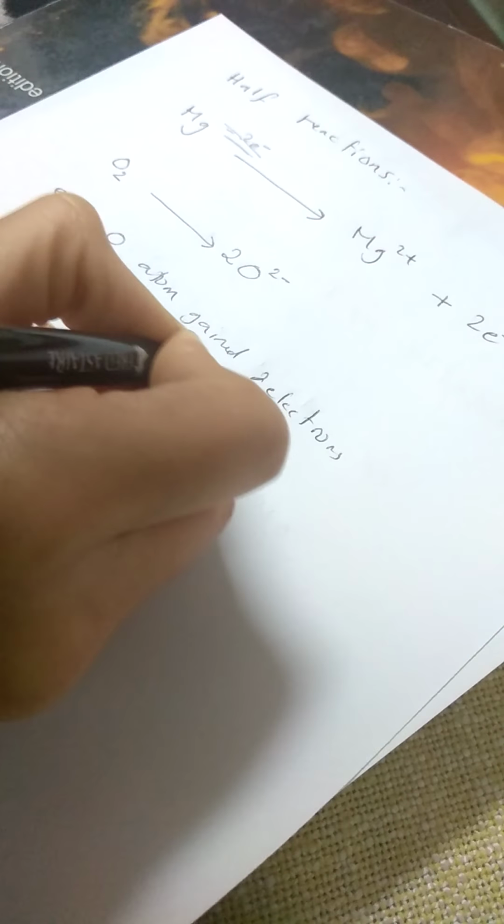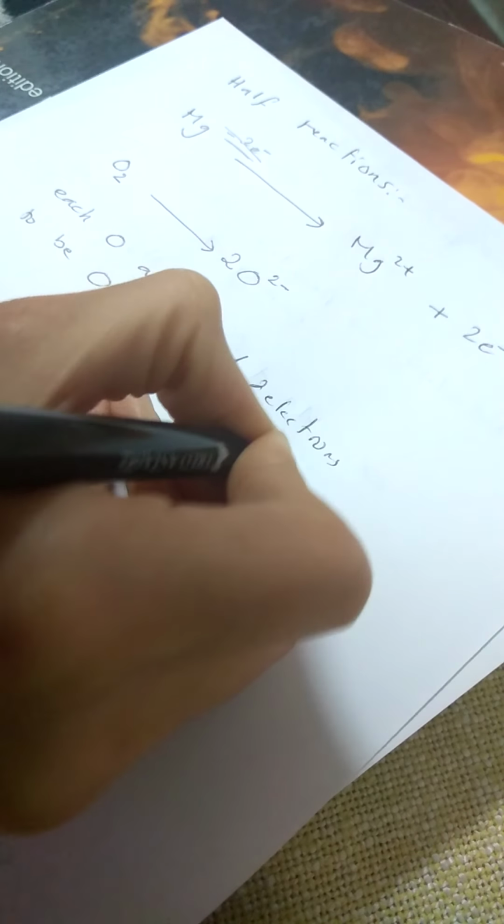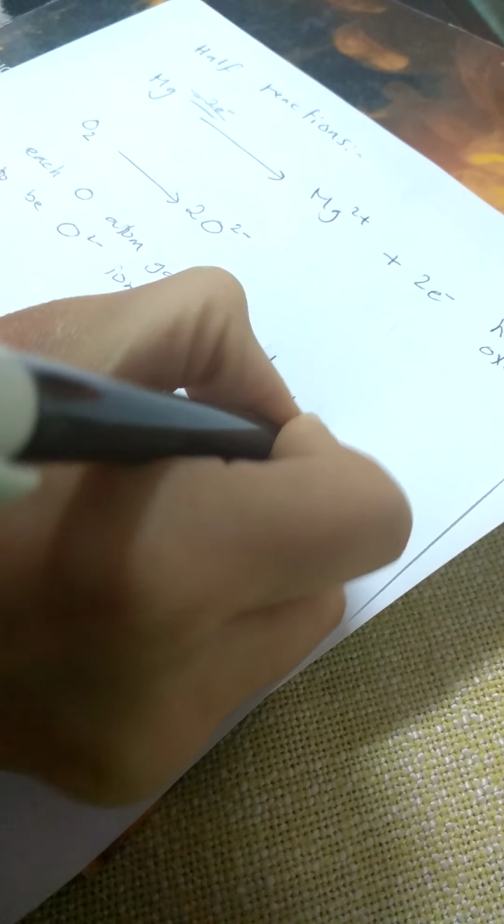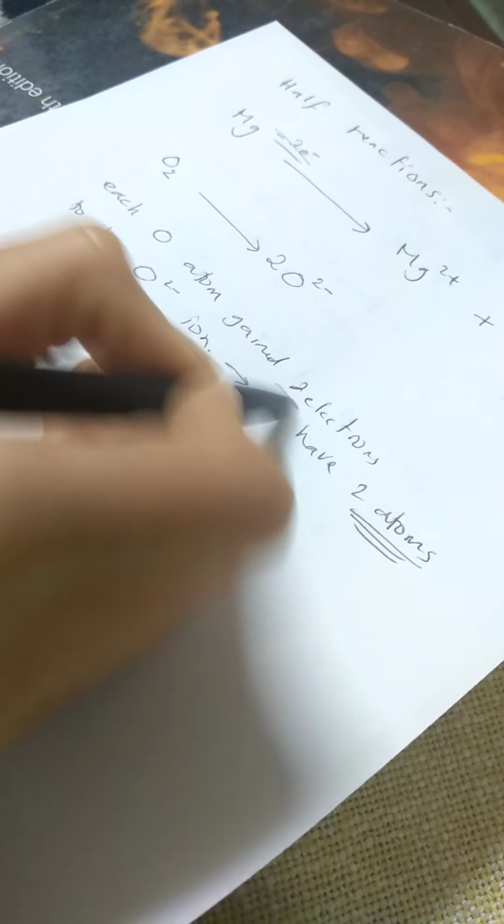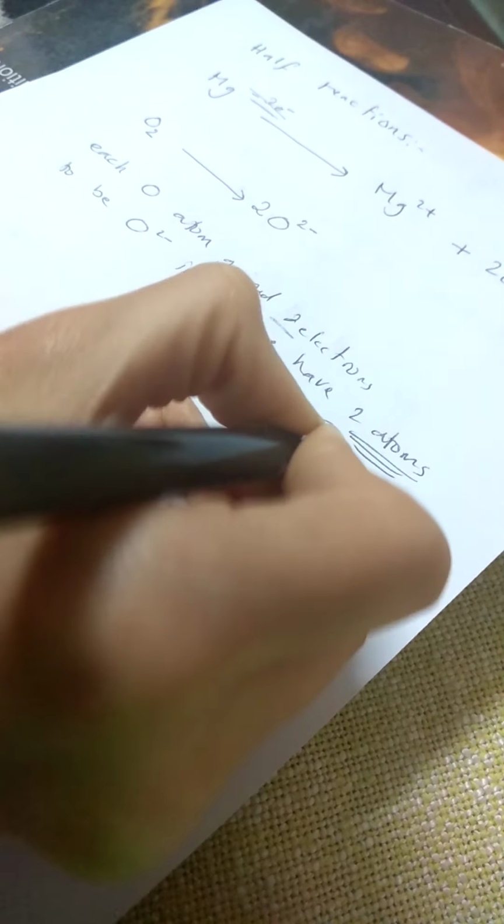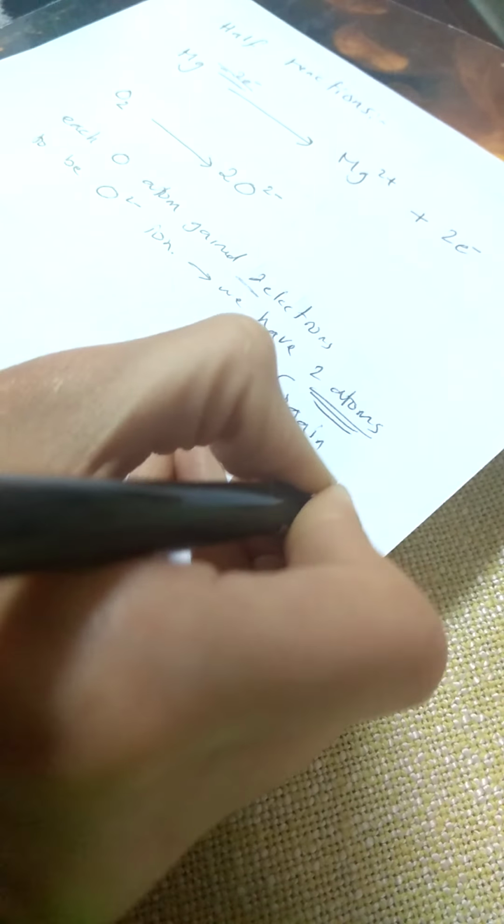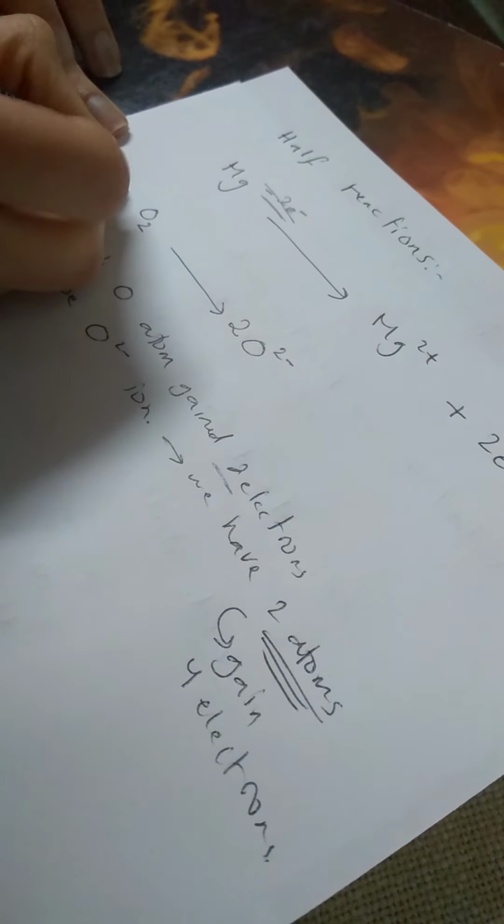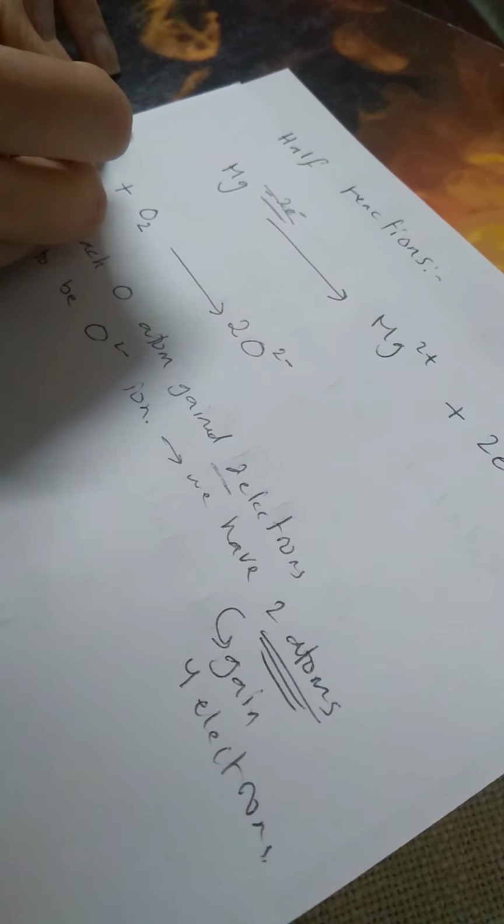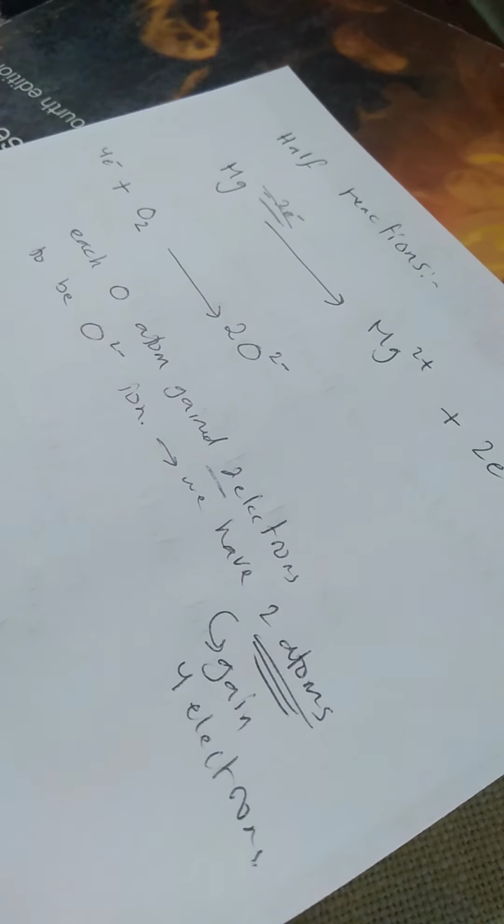In this equation, we have 2 atoms. If each atom gains 2 electrons, then the 2 atoms will gain 4 electrons. And because these 2 atoms gain 4 electrons, we have to write here plus 4 electrons.